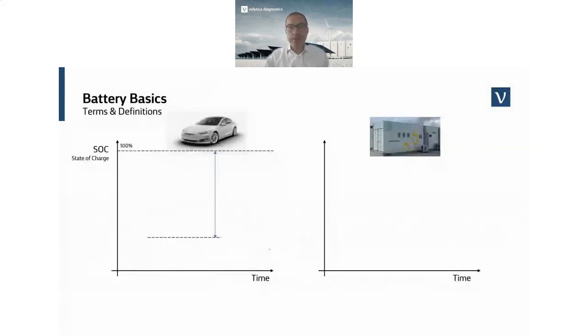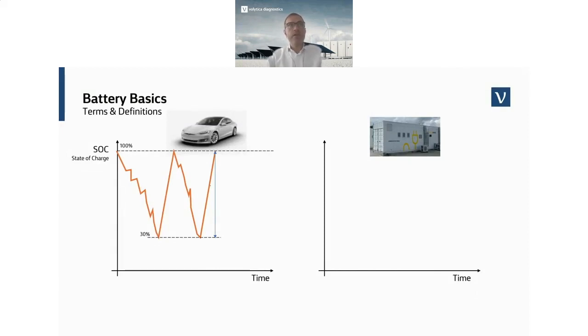Let me give you a very brief introduction. What is it when I use the word cycle and SOC? SOC is state of charge. This is also what you find on your mobile phone in the top right corner or on your laptop. This is just how full the battery is at the very moment.